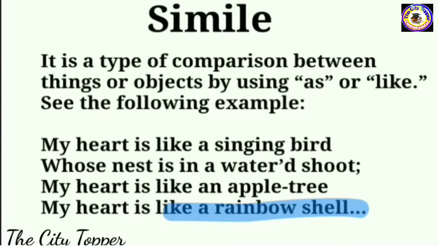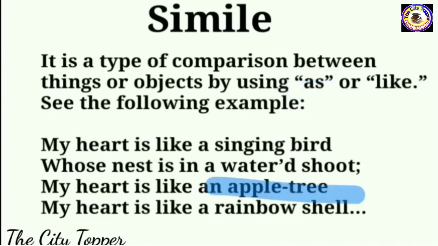In these lines, Rossetti has used simile thrice in this poem, comparing her heart to a singing bird. See, the heart is compared to a singing bird with "like", as I told you that "like" and "as" are shown. The figure of speech is simile. So they are comparing with the singing bird and the apple tree.